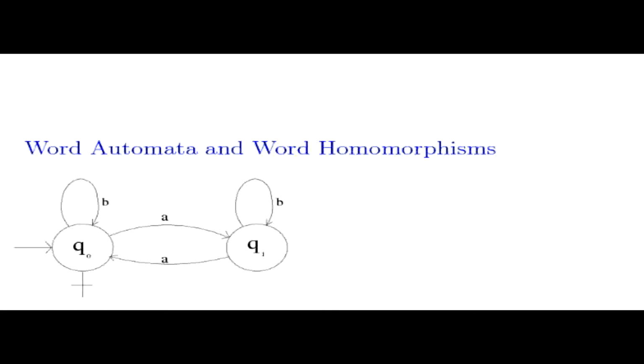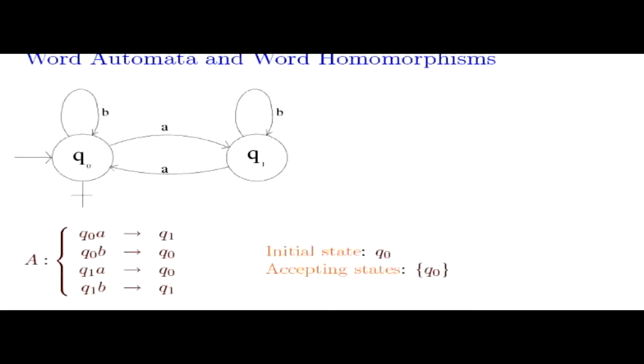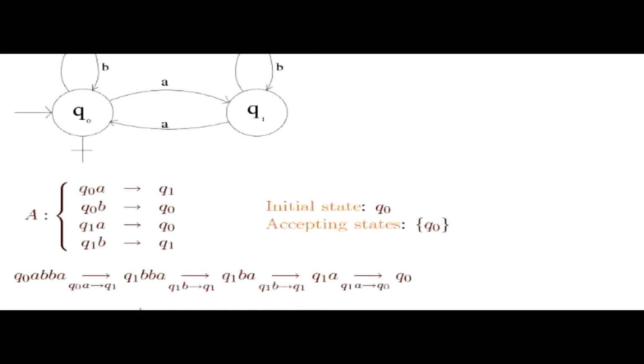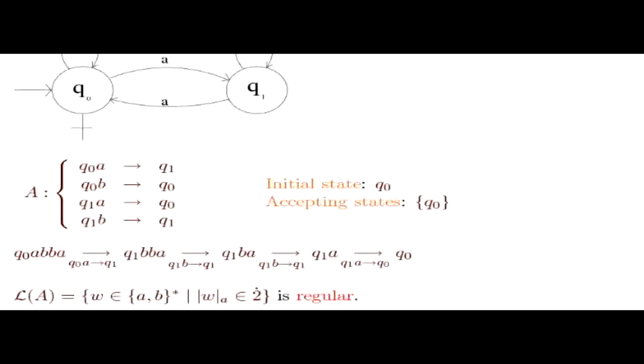A deterministic finite automaton can also be represented by a set of word rewriting rules. Each rule indicates, for each state and each symbol, the resulting state. An execution corresponds to a derivation using the word rewrite rules. We start from the initial state concatenated with the input word, and the word is accepted if we reach the accepting state. A language recognized by a deterministic finite automaton is called regular.